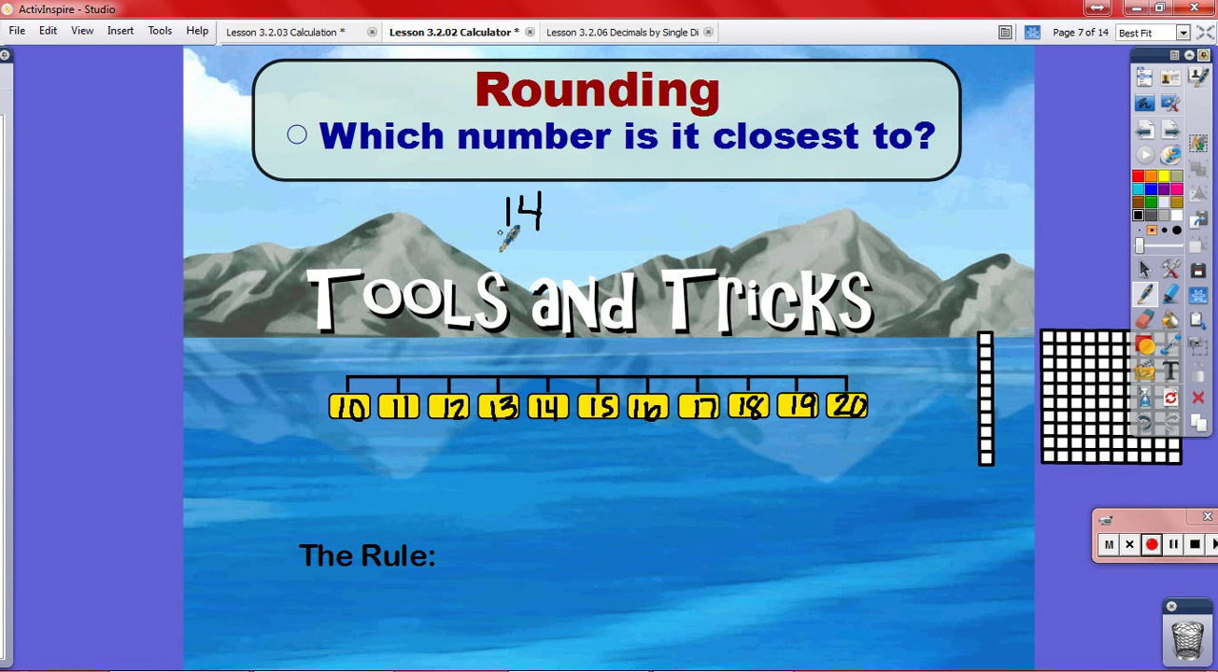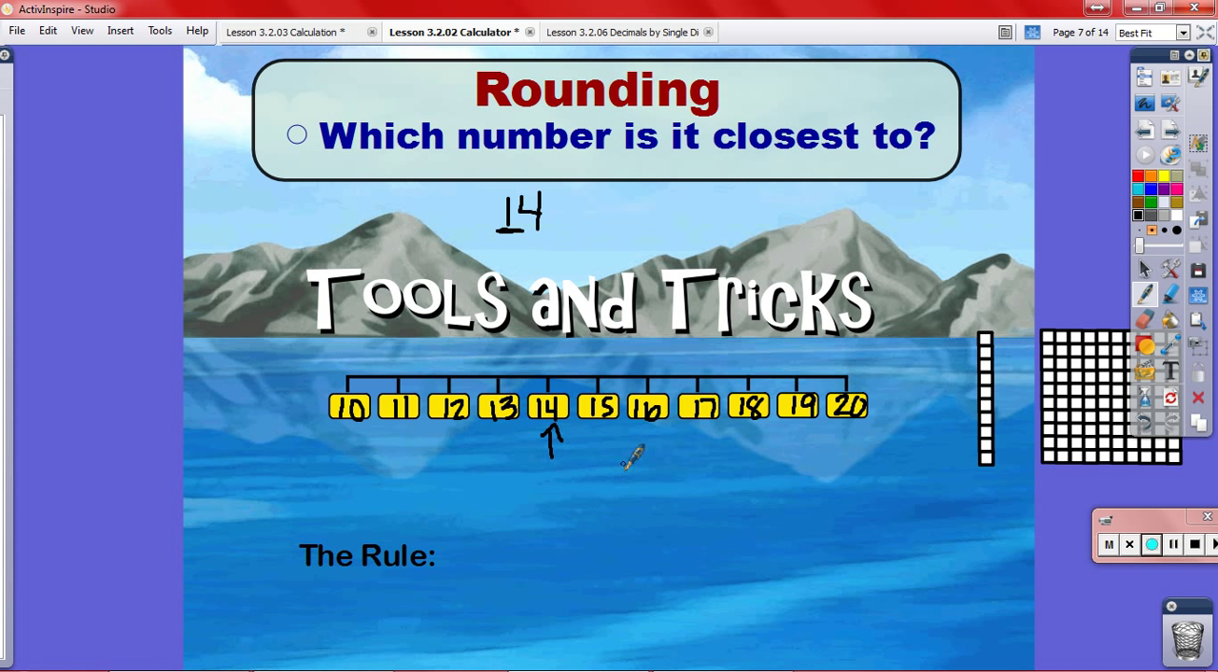So I put whatever place value I'm rounding to, in this case I'm rounding to the tens place, I'm going to put the lower tens place value at the beginning of a number line and the higher tens place value at the end of a line. And then put all of the ones place numbers in between. So 14 is between 10 and 20, and it falls right here on the number line.